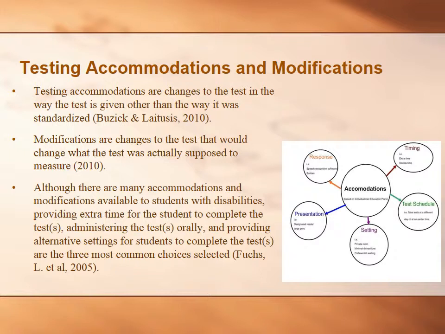On the other hand, having a modification of oral administration for a reading selection that is intended to measure the meaning of the text would change the intended meaning of what is being measured and would not be an appropriate modification for this test. Although there are many accommodations and modifications available to students with disabilities, providing extra time to complete the test, administering the test orally, and providing alternative settings for students to complete the test are the three most common choices selected.